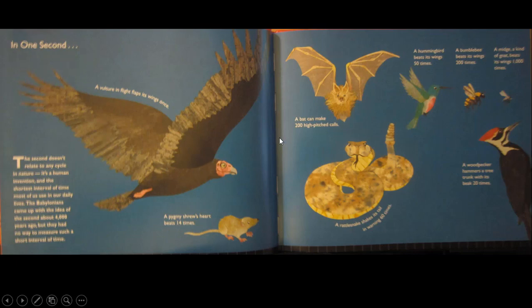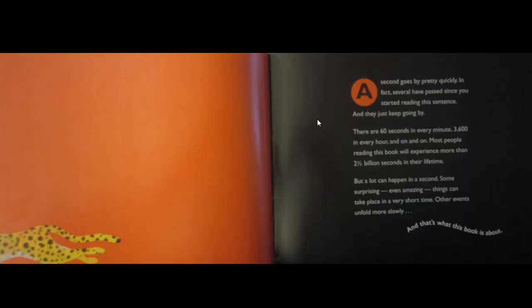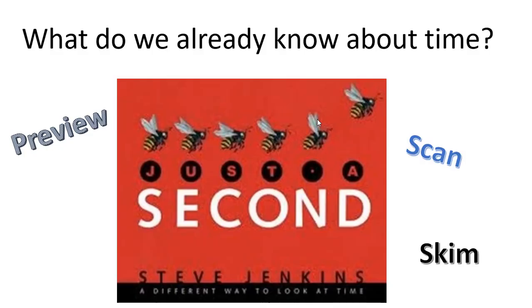The vulture, a bat, 200 high-pitched calls you can make in a second. A pygmy shrew's heart beats 14 times in 1 second. Look at these text features. Here's the pictures, here are the captions. We can get a lot from this by just skimming and scanning. So let's hear the story. Let's hear the book, Just a Second.